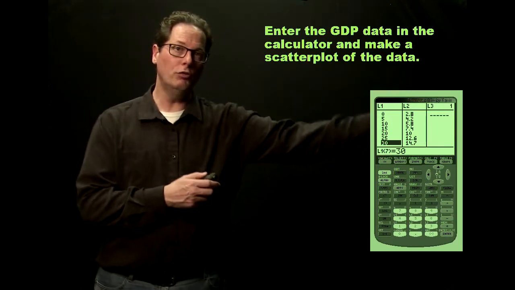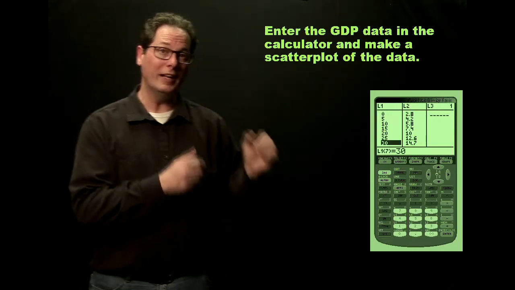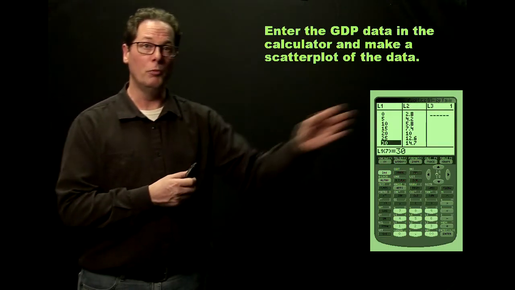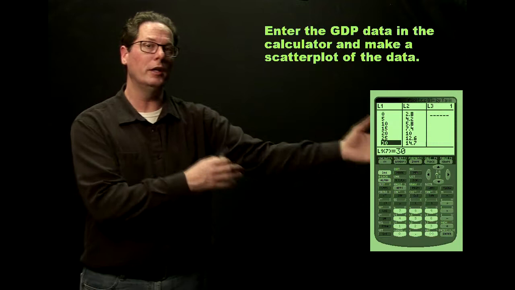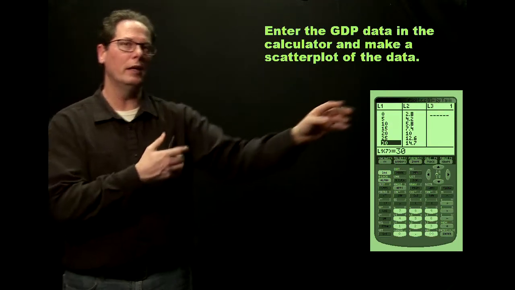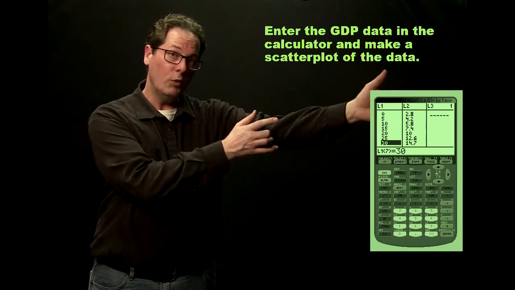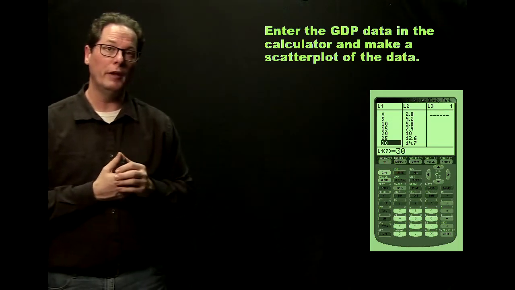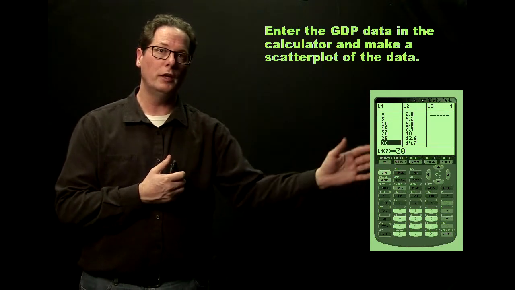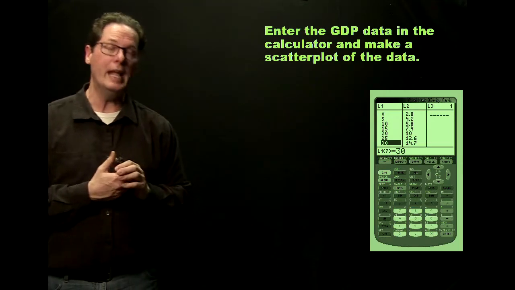And then in the L2 slot, we put in our gross domestic product numbers, 2.8, 4.2. We don't put in the million. If it gets too big, we have some problems with our calculator. So we want to put in the numbers without the trillions of dollars in there. 14.7 trillion is the 2010 data.